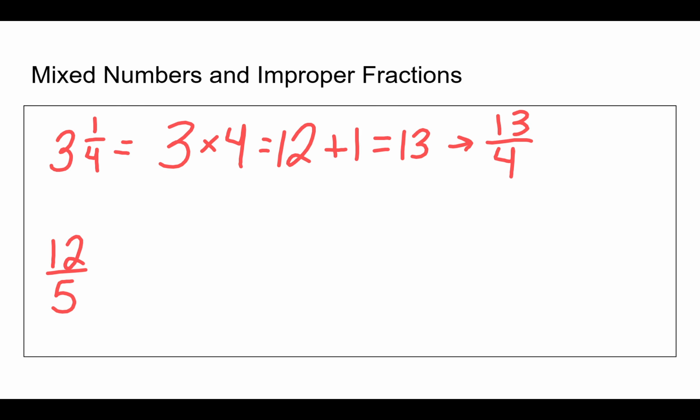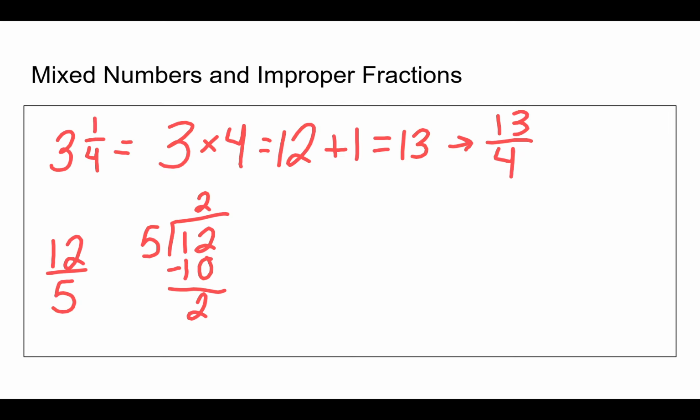12/5 is an improper fraction. How do we get an improper fraction into a mixed number? Well, we would have to use long division if we were doing it by hand. So we'd have 12 divided by 5. Now, 5 goes into 12 2 times. So 5 times 2, that's equal to 10. 12 minus 10 equals 2.